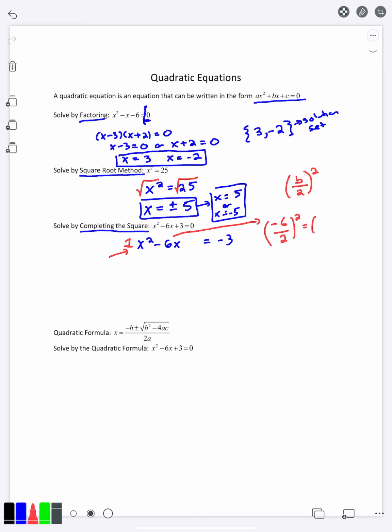And then we have -6 over 2 is -3. Square that, you get 9. And so 9 is the special number that I'm going to add to both sides. And then let me go ahead and show you why this is going to work.